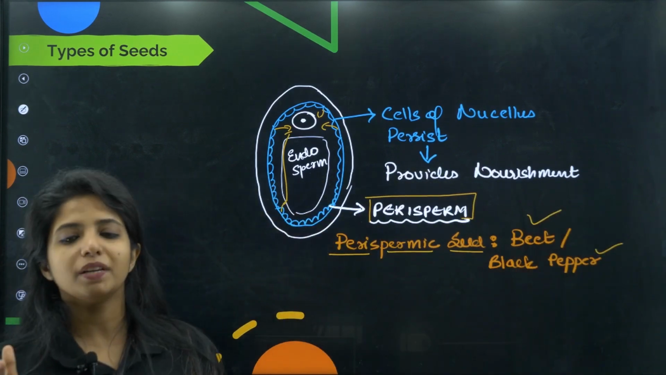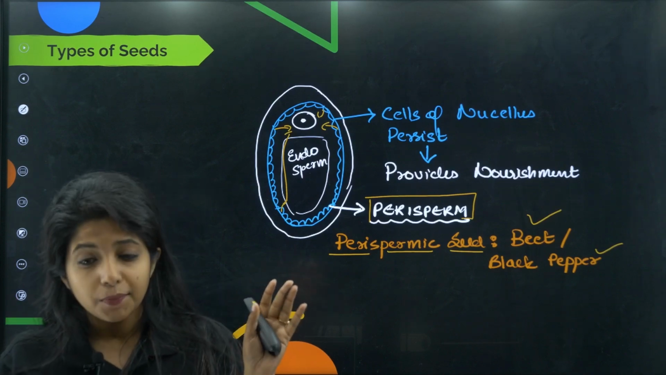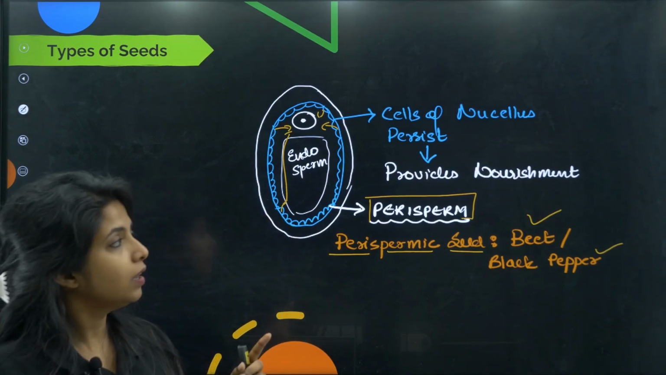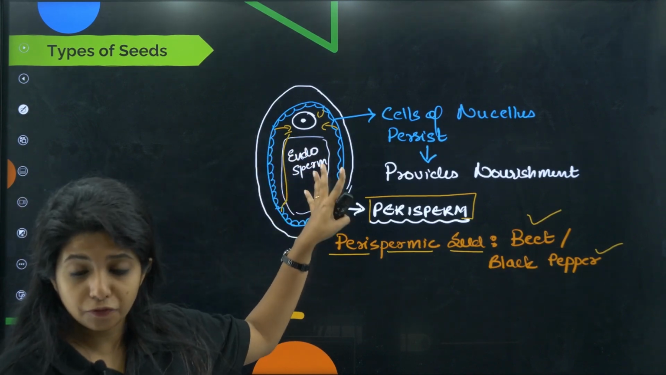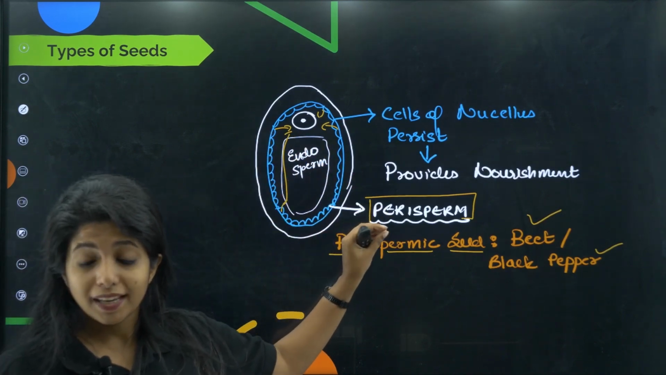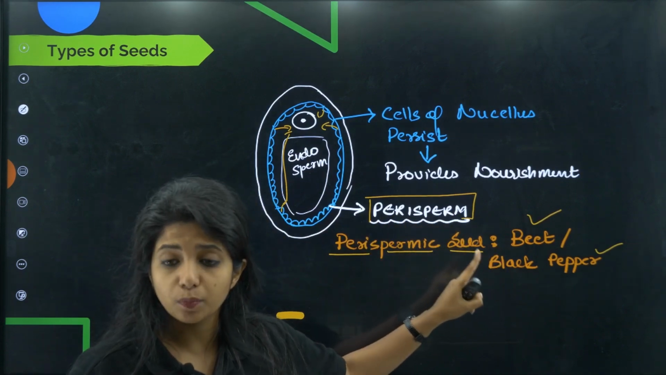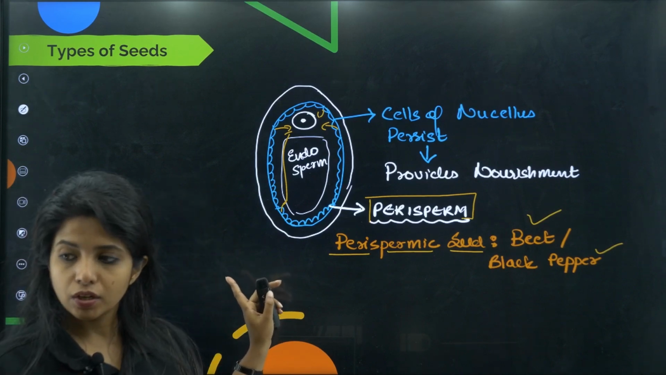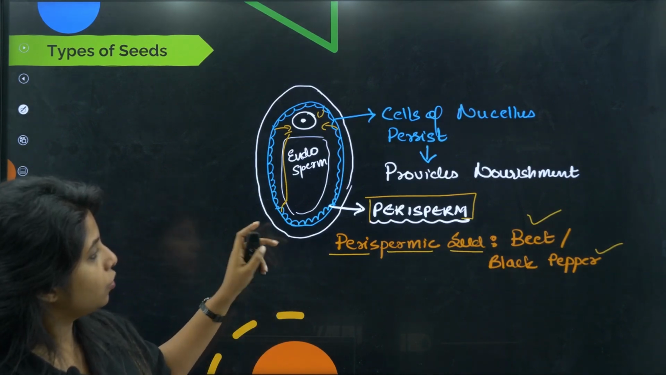So just imagine beetroot and black pepper, you're mixing it and eating it, you're not liking it. But still, it was made with love, so you should be eating it, it's a very good thing. Over here, the nucellus layer which remains is known as perisperm, and these seeds are known as perispermic seeds. Examples are beet and black pepper, please do not forget this. Done with types of seeds: dicot, monocot, and then perispermic seed is also there.